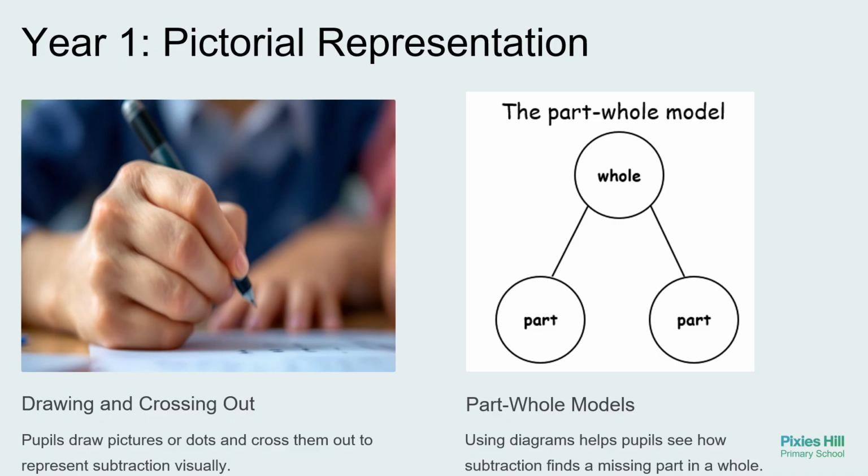So after they've used their concrete resources, they then move on to looking at a pictorial representation. Like you saw on the previous slide with the tens frame, they can draw dots or pictures and cross them out to represent the subtraction visually. We also do lots and lots of work using the part-whole models, and they use these diagrams to help show how subtraction finds a missing part in a whole. So you've got the whole at the top and then you've got the 2 parts that make the whole at the bottom as well.